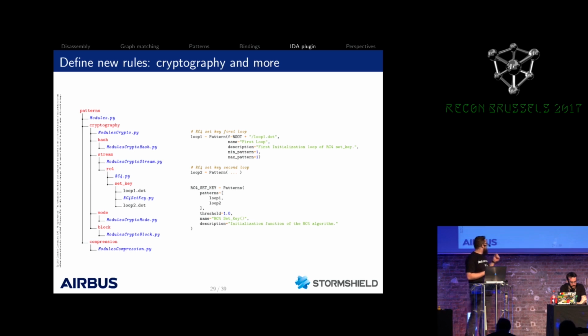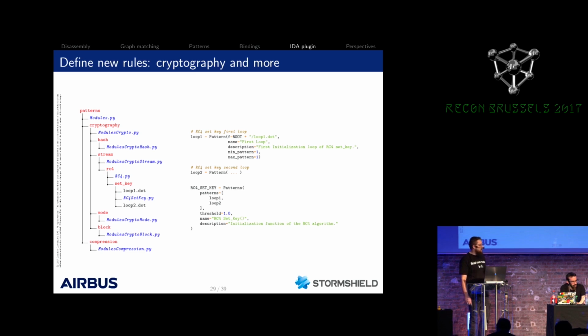We give the path to the dot file, to the pattern. Then we give a name, a description of this pattern. Then we say, okay, a minimum pattern is 1, so that means I want to match this pattern 1 time or more. Then we fix the max pattern, so we say I want at max 1 time this pattern, so we must match just 1 time the first loop.